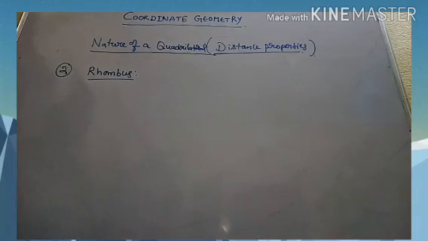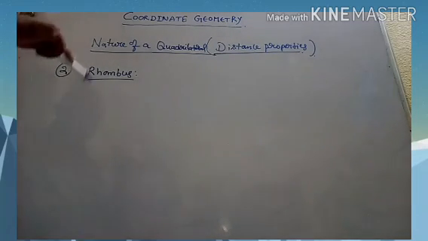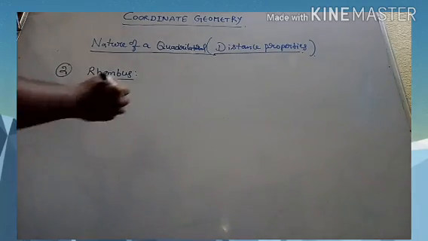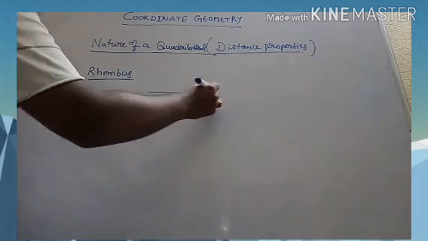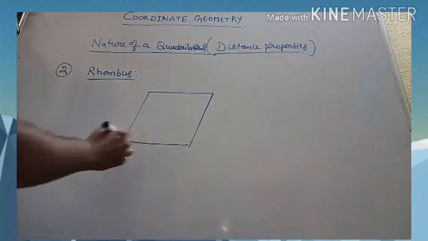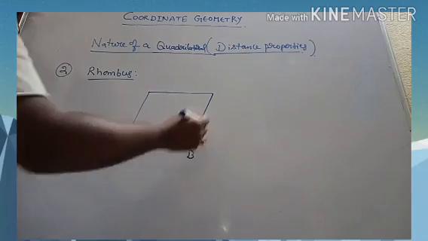Now the second one, if you want to prove a given quadrilateral as a rhombus using distance formula, distance properties only, if all 4 sides are equal, then it is a rhombus. Basically it is a rhombus.